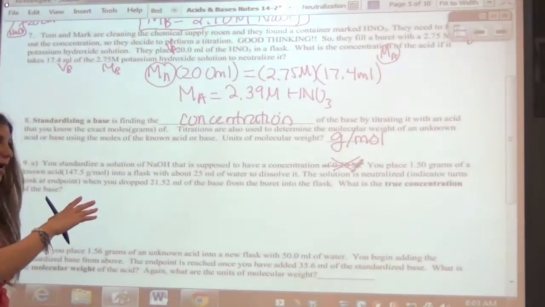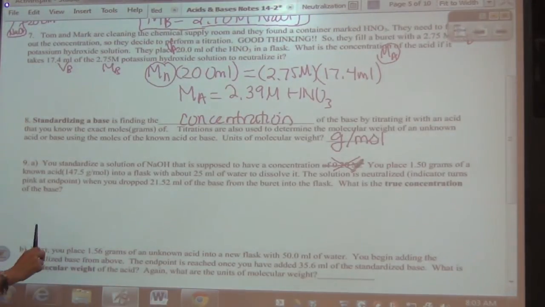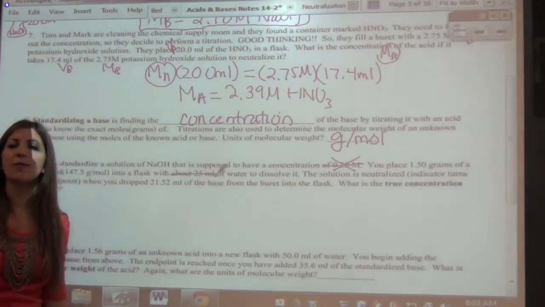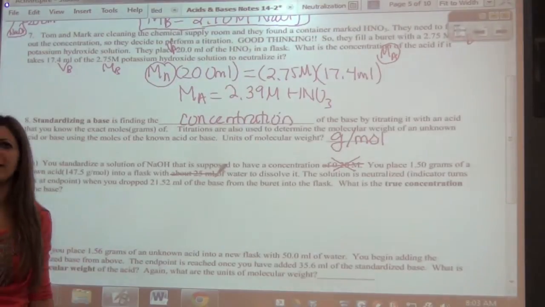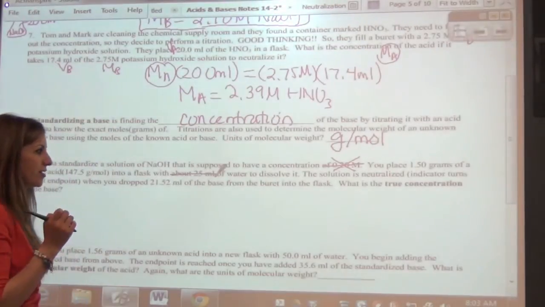So I'm not going to use that in my problem. You place 1.5 grams of some known acid into a flask with about 25 milliliters of water. You cannot use abouts in your calculations. We need to make sure that we know exactly. We can't use abouts in our calculations.